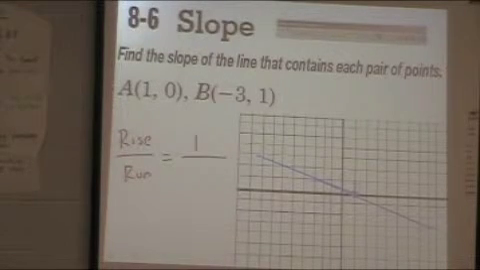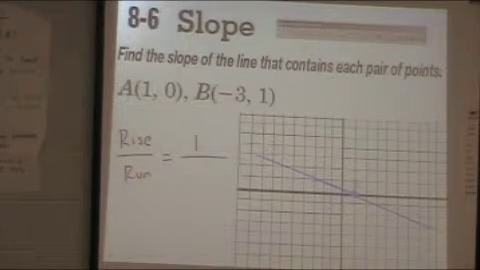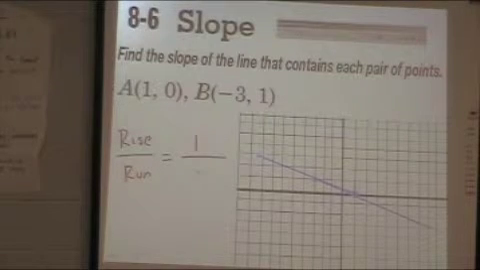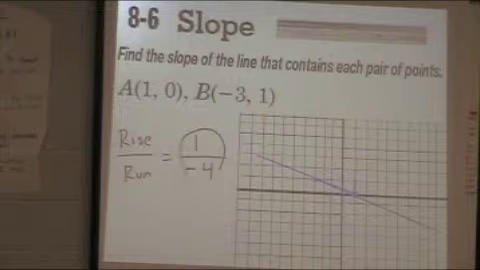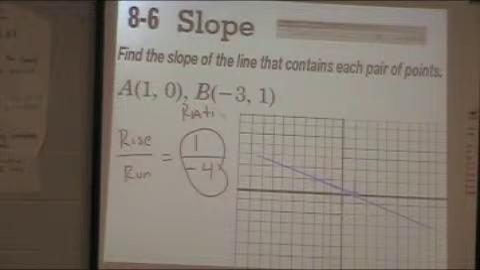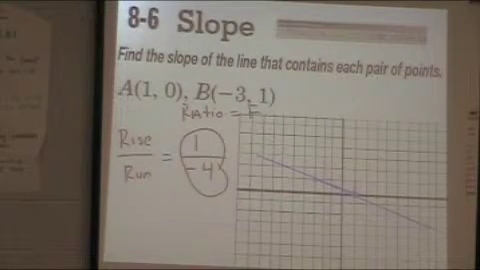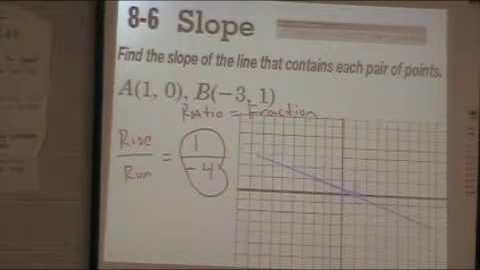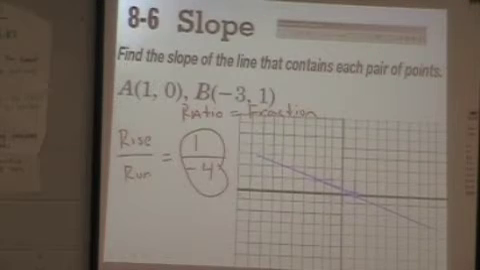Now, which direction am I having to go for the run? To the left. Since I'm going left, 1, 2, 3, 4. Since I went left, it's negative 4. So what's my slope? 1 over negative 4. It's expressed as a ratio, and the ratio is just a fraction. So our slope of this line, our steepness, is 1 over negative 4.